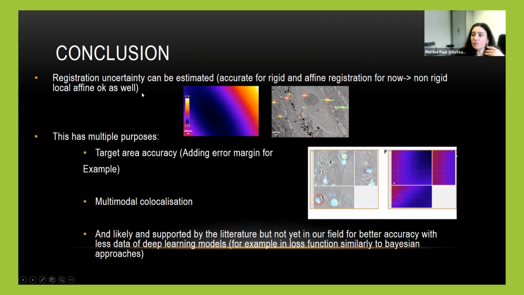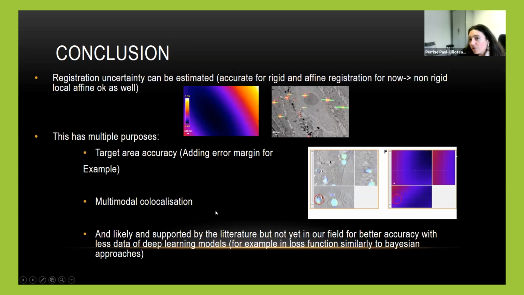The fact that you can estimate the registration is good, because then you can also better know which model should be used, which kind of transformation should be used. And you can also maybe use this information of accuracy to have a margin for error, for example. So if you want to cut something, you can add this error just to be sure to have the area of interest in your cutting. You can see this error also as some kind of multimodal colocalization, meaning that it's giving you some likelihood of two objects being the same or not.